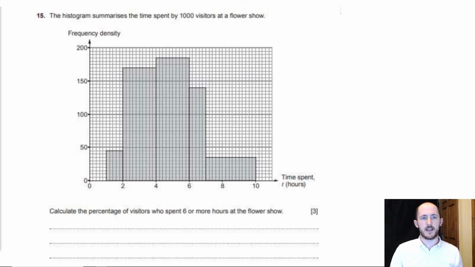Should be very productive. So yeah, we're going to cover all of stats, all of the paper 3 stuff that you need to do, okay?